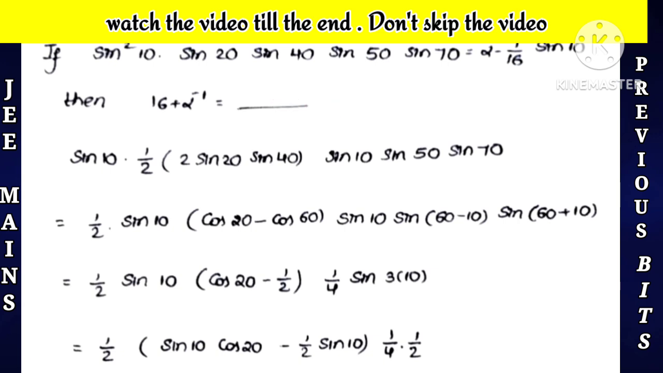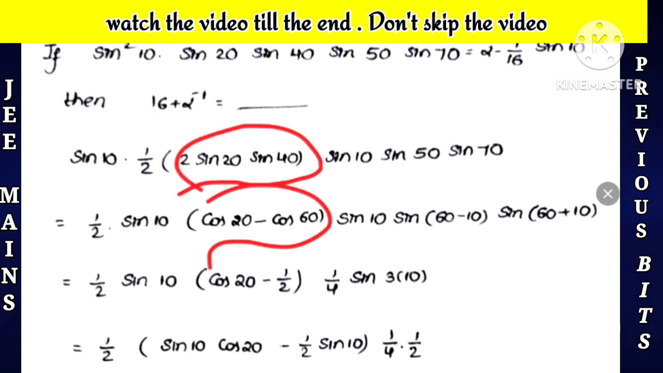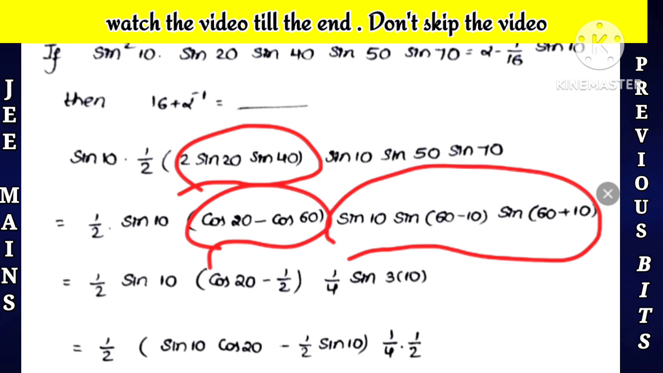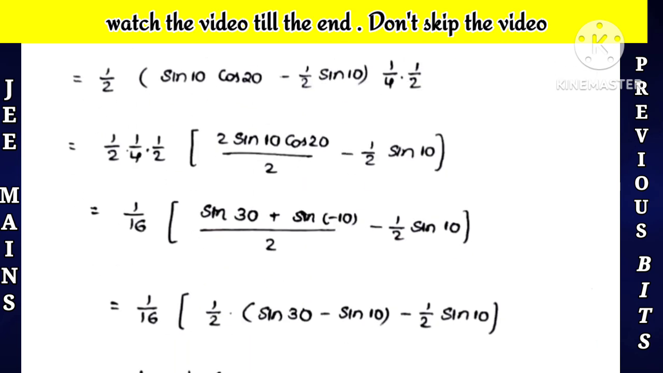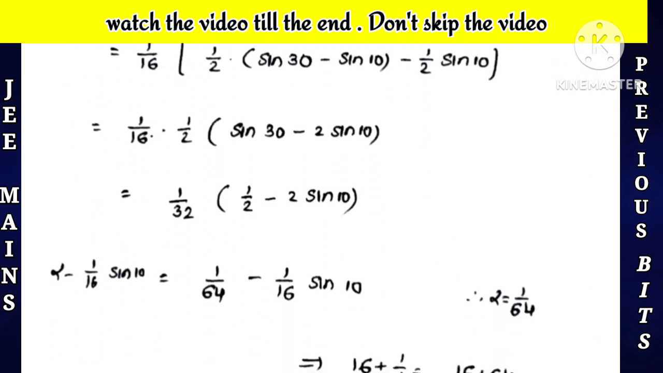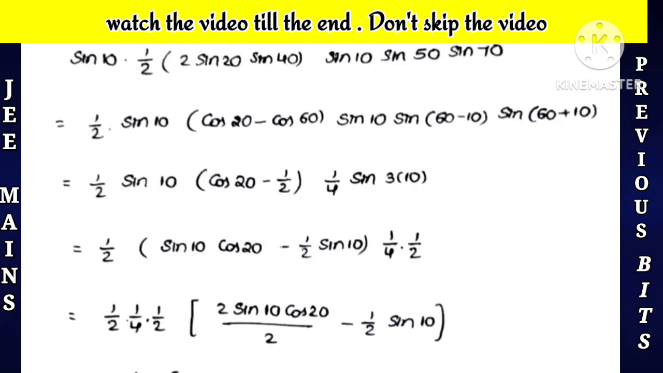Do you understand all of you? Simply here we apply the formulas: 2 sin A sin B = cos(A − B) − cos(A + B); sinθ sin(60° − θ) sin(60° + θ) = 1/4 sin3θ; and 2 sin A cos B = sin(A + B) + sin(A − B). By applying these formulas, you get the answer like that. So this is the answer.